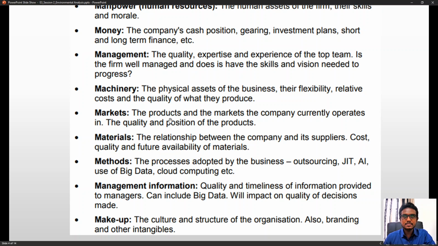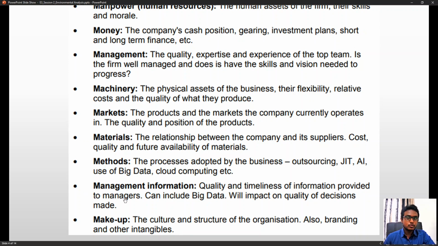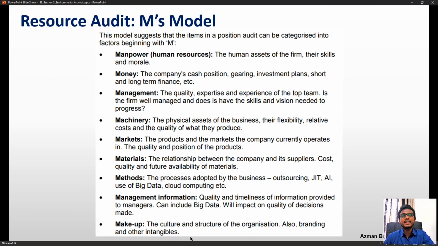Then you have markets, the products and the markets the company currently operates in, the quality and the position of the products themselves. Then you have materials, the relationship between the company and its suppliers, cost, quality and future availability. Methods, like the processes adopted by the business, outsourcing, JIT, AI, big data, cloud, etc. Then you have management information, quality and timeliness of information provided to managers. Could include big data, will impact the quality of decisions made, and the makeup of the culture and the structure of the organization, even branding and other intangibles.